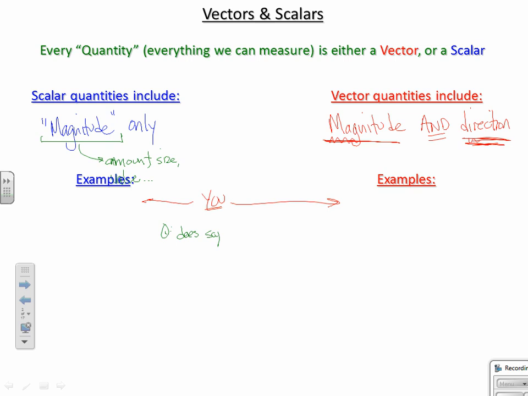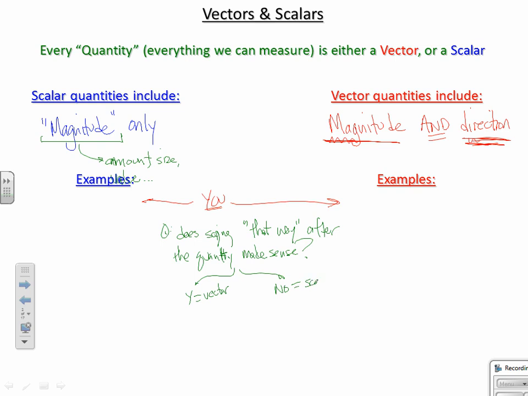Does saying that way, after quantity, make sense? Yeah, sure, makes sense? Well, yes, it's a vector. No?